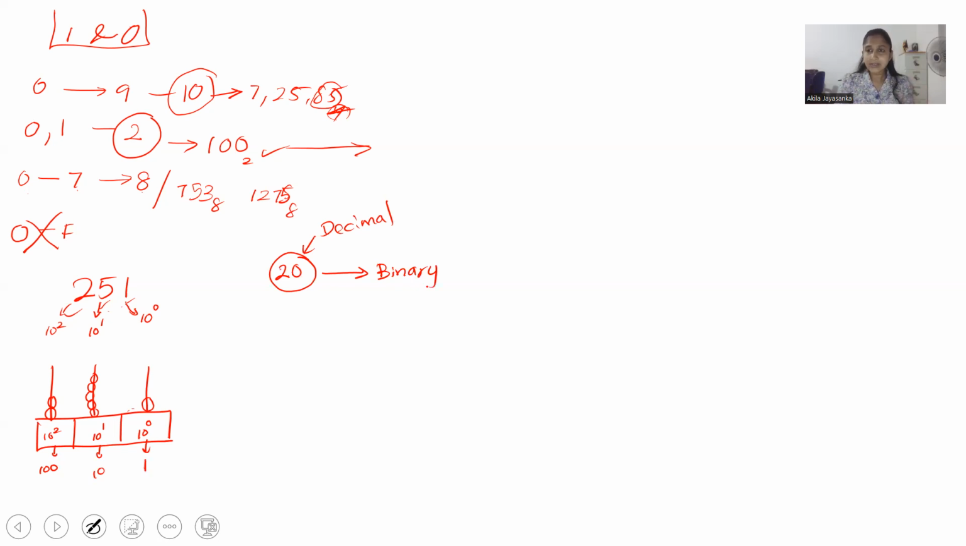Right? To do the conversion of decimal into binary, the base is 2.